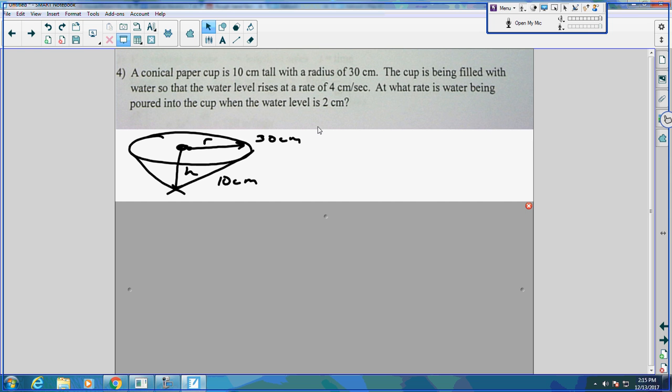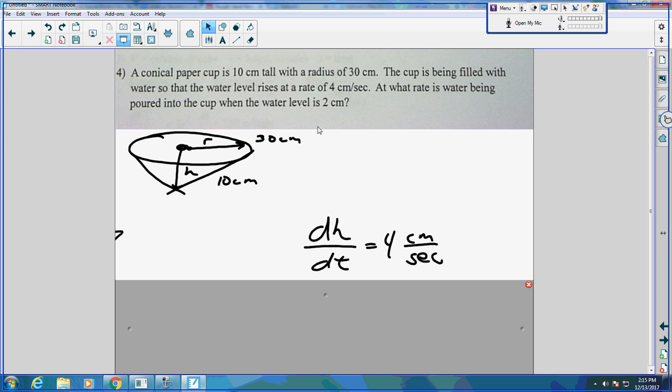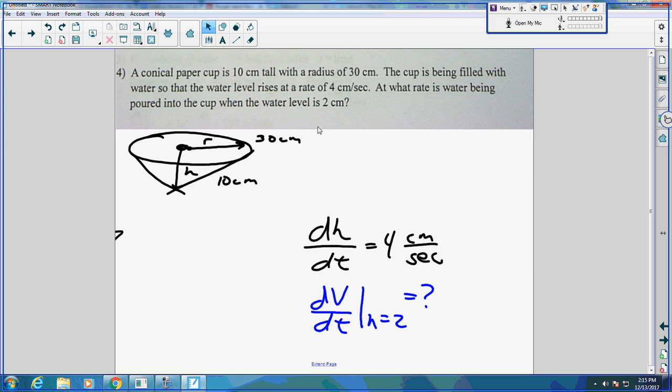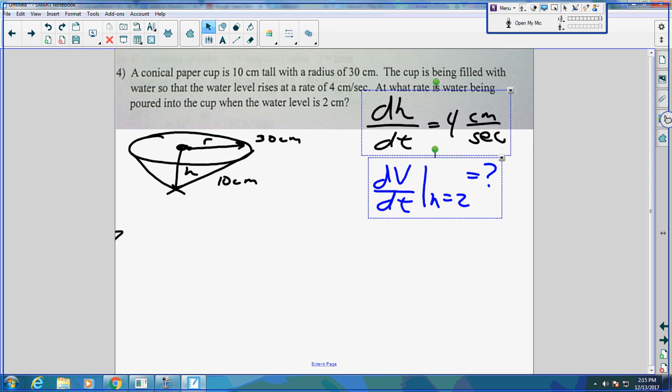The cup is being filled with water so that the water level rises at 4 centimeters per second. That's the dH/dt on my figure. At what rate is water being poured into the cup when the water level is 2 centimeters? Because it's going to change. So dV/dt when H is 2. You would be expected to do all this just from the word problem.